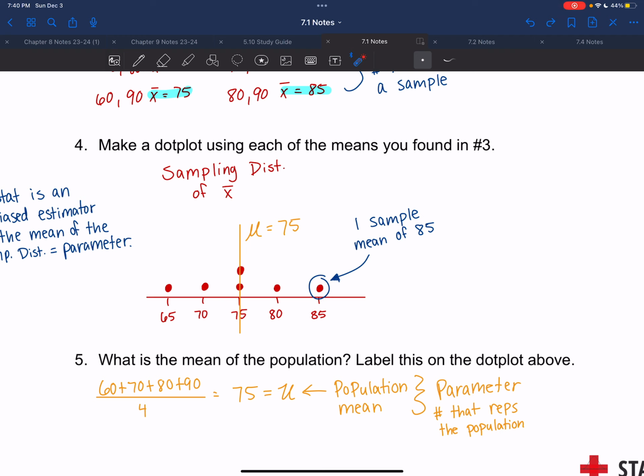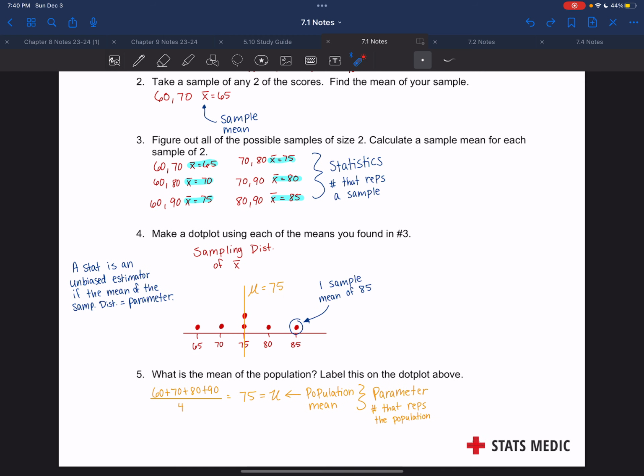If we took a size 3, it might be somewhere around 70 to 80. And if we took a sample of size 4, which is actually the entire population, we would only have one dot sitting on 75, just like our population mean, all right? So as we increase our sample size, the variability, the amount that it spreads out, decreases.